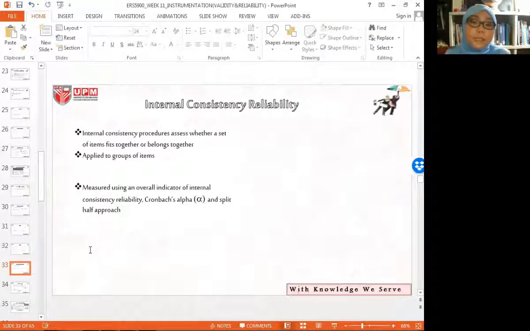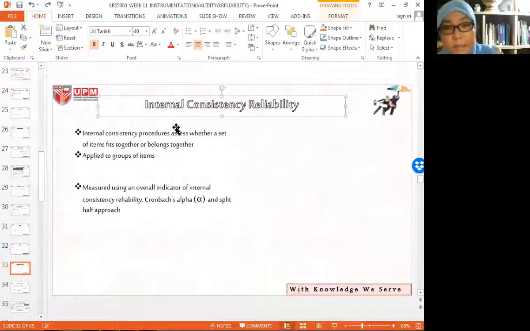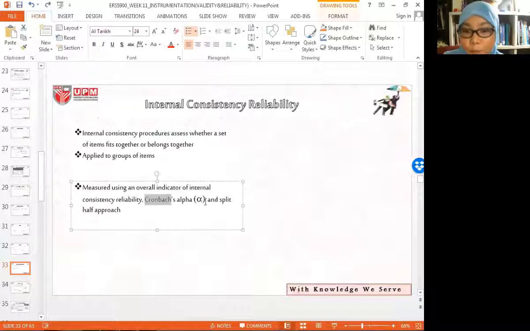Okay, so the next one is internal consistency reliability. Internal consistency procedures assess whether a set of items fits together or belongs together, so it is applied to groups of items. Then we measure using an overall indicator of internal consistency reliability: Cronbach alpha and the split half approach. Inilah yang biasa kita pakai. Biasanya untuk level you all, most of the students use the internal consistency reliability, which is measured by using the Cronbach alpha.